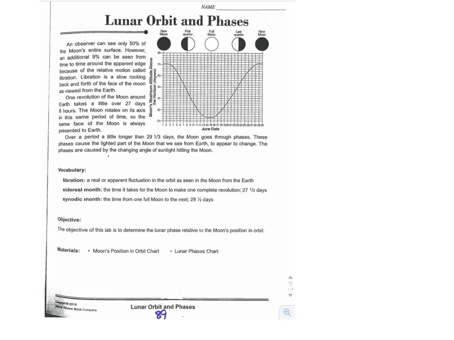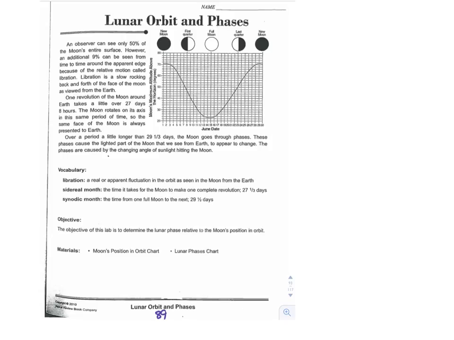An observer can only see 50% of the moon's entire surface. And we are going to learn that the reason why we only ever see 50% of the moon is that the moon is moving around the Earth at the same rate that the moon is rotating on its axis. So as it's moving around, it's rotating at the same speed, and therefore we only actually see one particular side of the moon. However, an additional 9% can be seen from time to time around the edge because of the relative motion called libration. Libration is a slow rocking back and forth of the face of the moon as viewed from Earth.